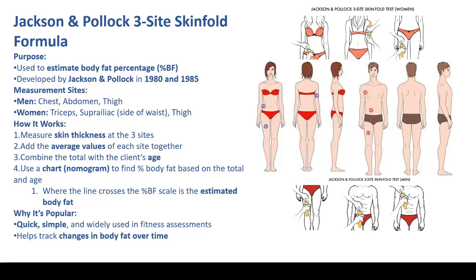So how is this going to work? You're going to use the skinfold caliper to measure fat at the 3 spots. Take the average of each spot, add up the 3 numbers, and use a special chart called a nomogram to find the body fat percentage. Basically, it's quick, easy, doesn't need expensive equipment, and shows if your body fat is going up or going down over time.